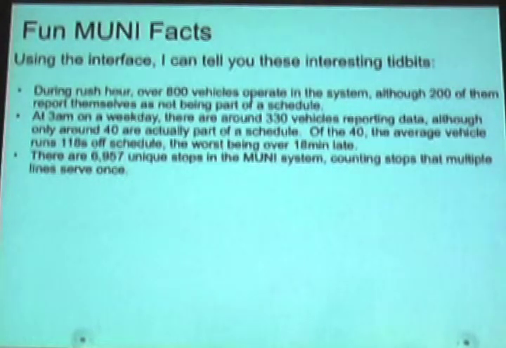During 3 a.m. on a weekday, this was actually last night, over 300 vehicles were reporting that data, but only 40 of them were actually part of a schedule and operating. So at 3 a.m. on a weekday, you only have 40 vehicles running in the entire Muni system. And the average time that they were late at 3 a.m. was 118 seconds, and the worst offender was 18 minutes late, which was the 14.